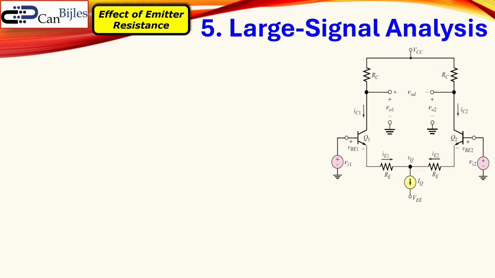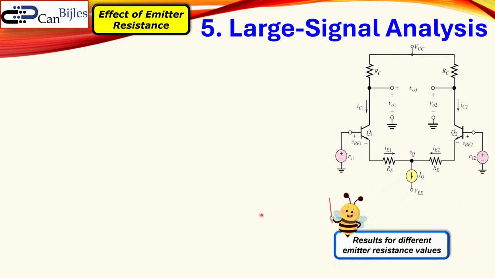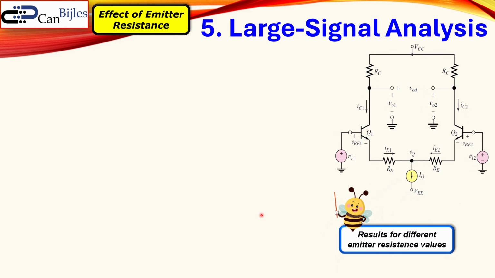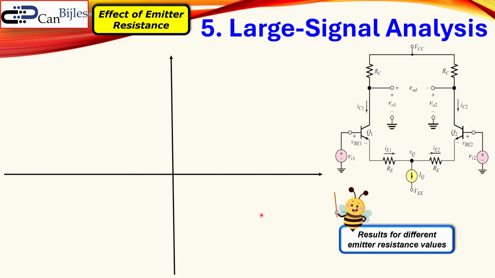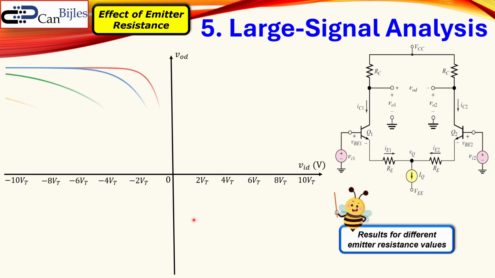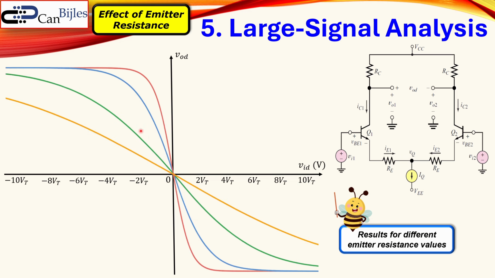Okay, let's continue with our analysis. First, we will look at the results for different emitter resistances, because we have looked now at one condition. Let's see also that for several different values of the emitter resistance. So this is now our VID and VOD. You see again the plot for different values. So 2 times the VT, 4 times VT, etc. 6 times, again also on the negative side. And we can look at different plots here. So you see here now the red curve, the blue one, the green one, and the orange one.